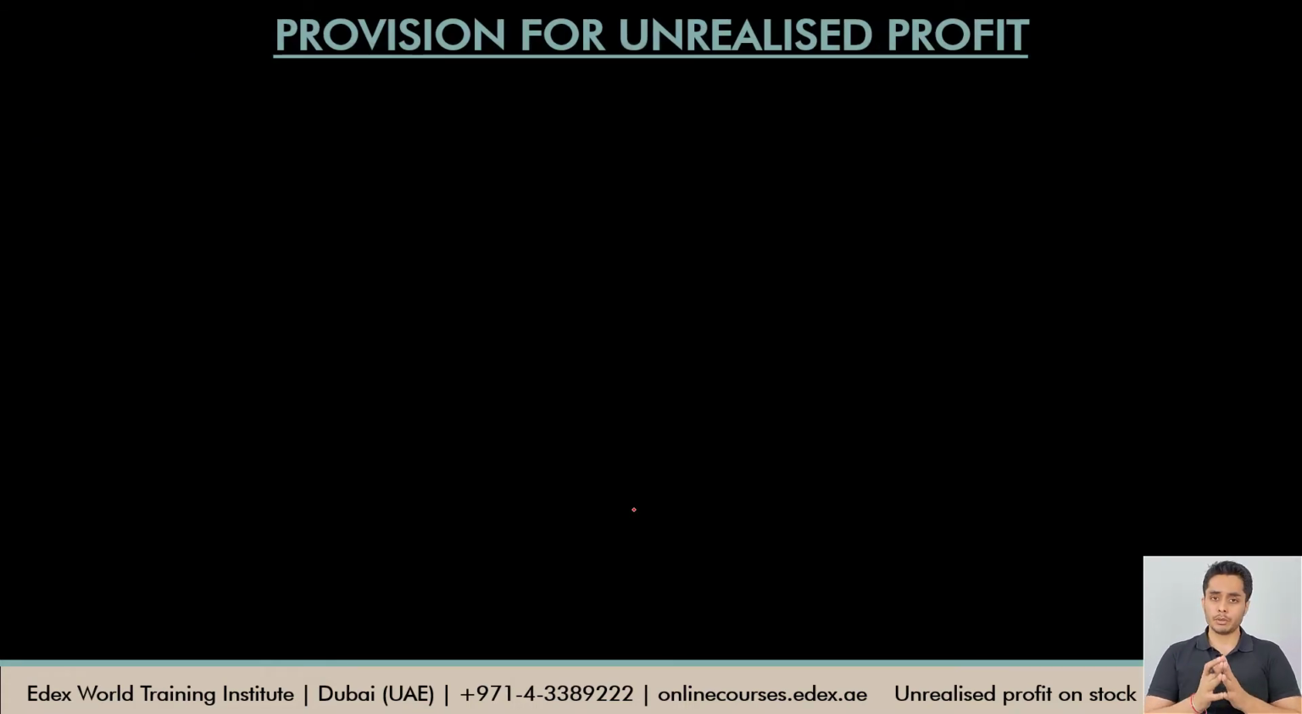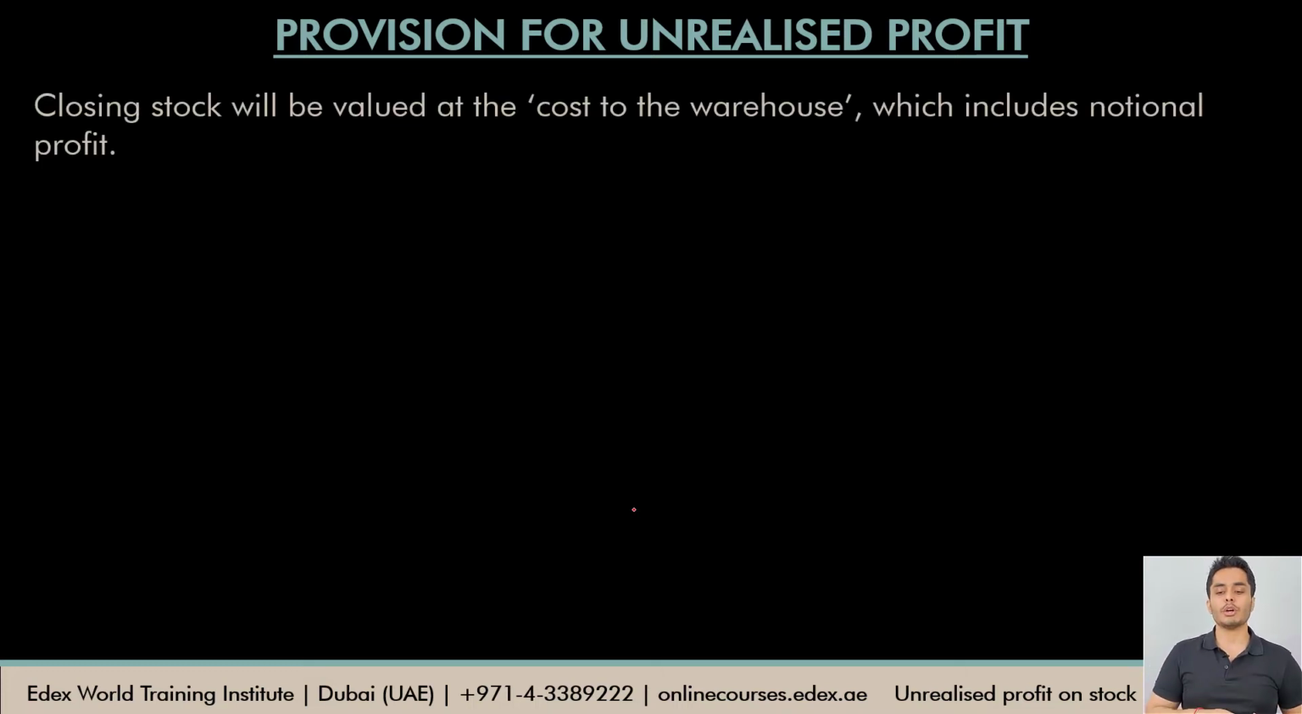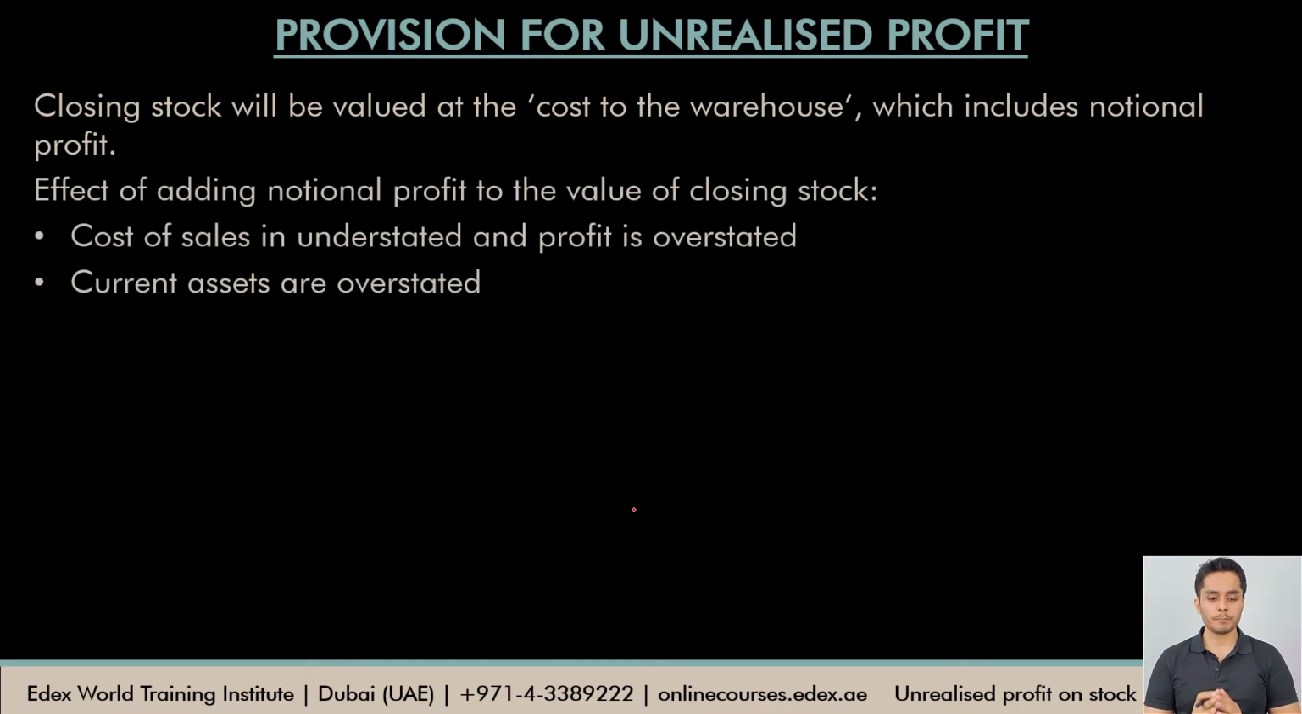Apart from this, I told you there is also a problem in the stock valuation. The closing stock will be valued at the cost to the warehouse, which includes the notional profit. Now, the effect of that, I've already told you, is that cost of sales is understated and profit is overstated. Because when closing stock is high, cost of sales is low and profit is high. And if this closing stock is taken at the same value in the balance sheet, the current assets in the balance sheet will also be overstated. This is not acceptable. It is in fact against the principle of prudence.